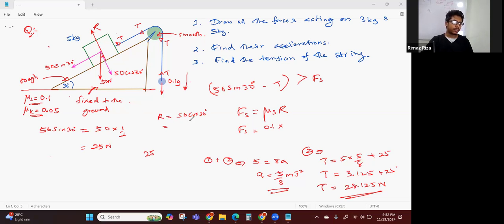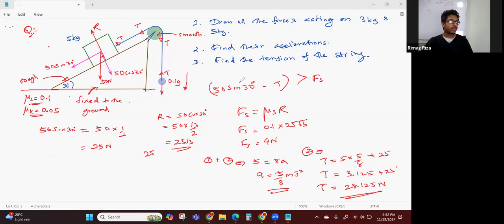So cos 30 is root 3 over 2. So 50 into root 3 over 2, so 25 root 3, right? So this is 0.1 into 25 root 3. So root 3 is 1.7. So this is something like 40. So fs equals 0.1 into 40, let's say 4 newtons.